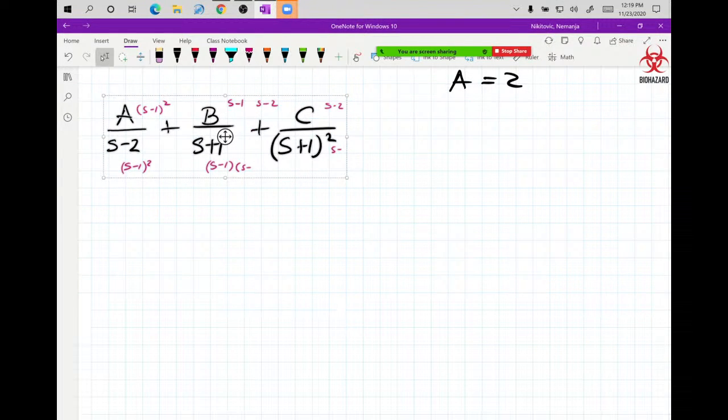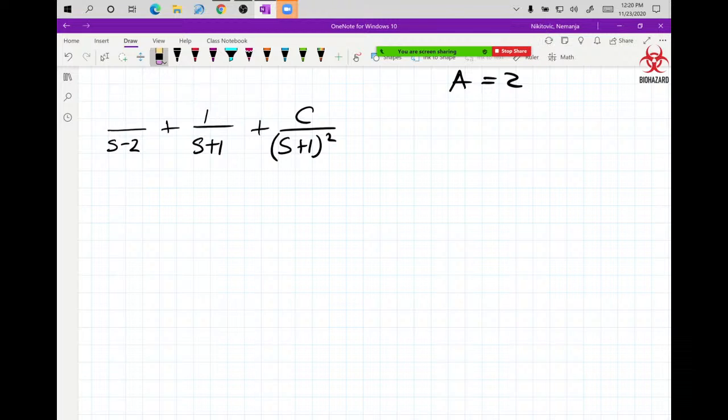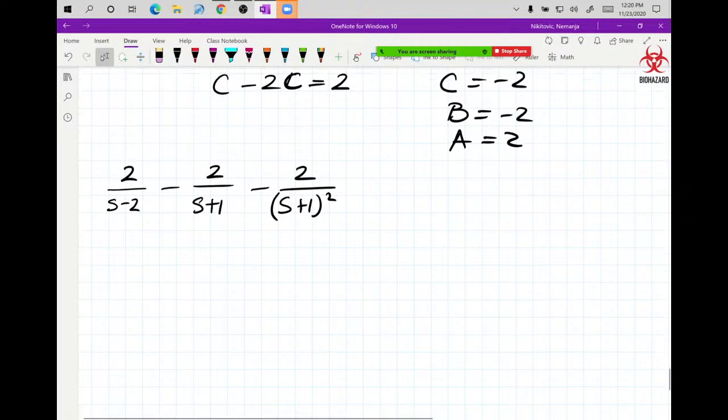And I need to get rid of all of the red stuff over here because we don't need any of that stuff. We just need A, B, C, and then plug in the values for A, B, C. So A, B, and C are gone. A is 2, B is negative 2, and C is negative 2. There we go.